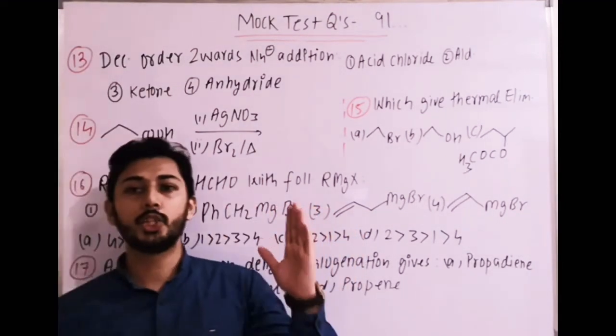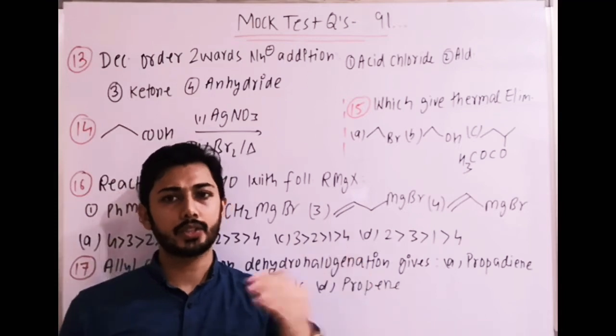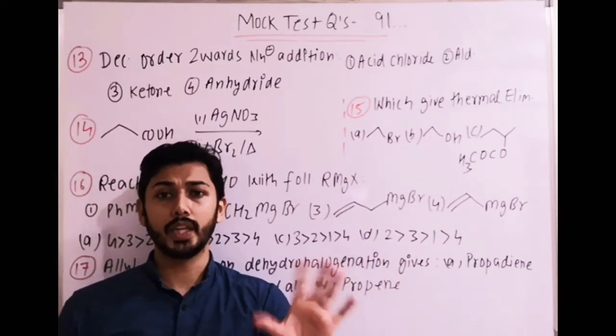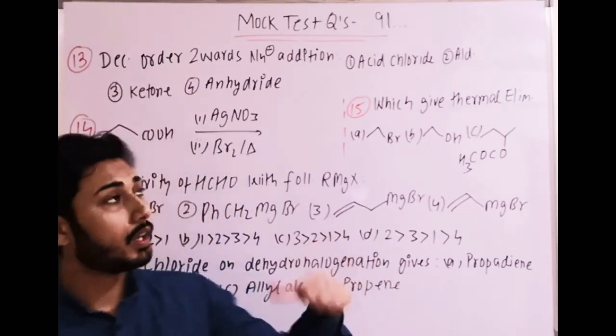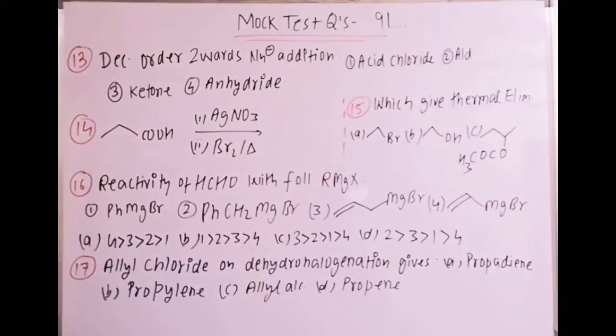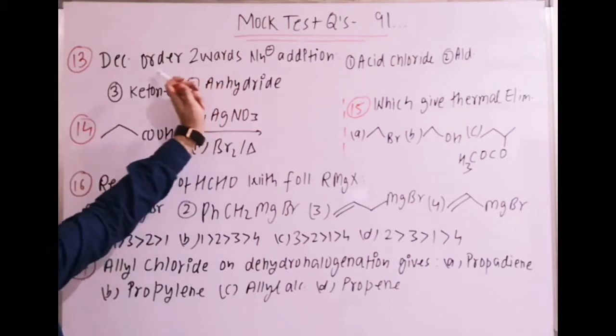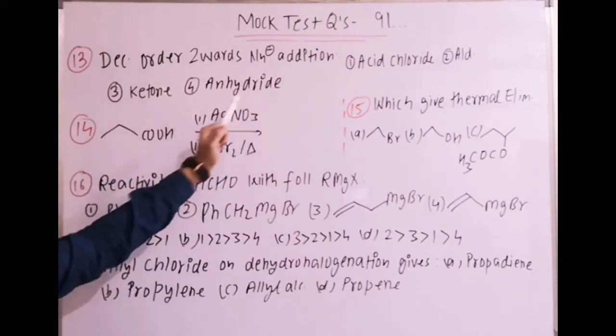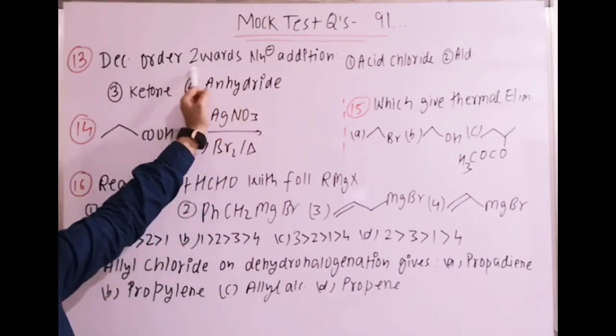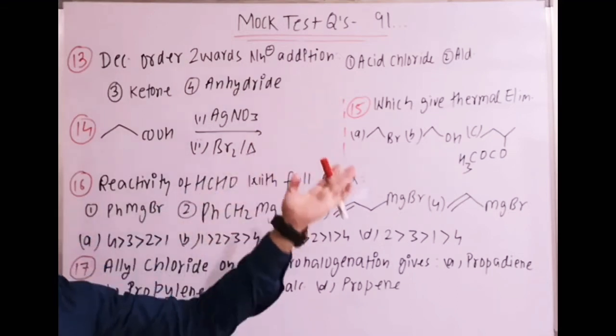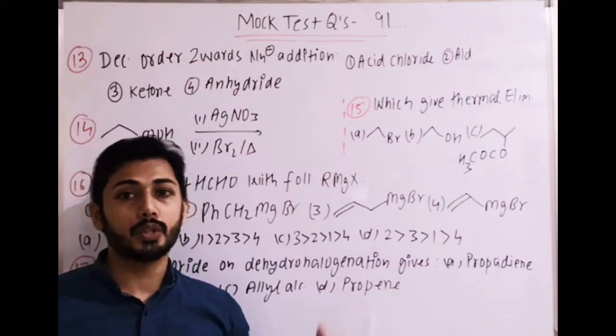Now question number 13 is important, and I have already explained this order in the initial mock test discussion, I think in test number 1 to 5 or 1 to 10. Now again that order is here: decreasing order of these functional groups towards nucleophilic addition. So if you remember, you have revised that portion, then you can answer it.